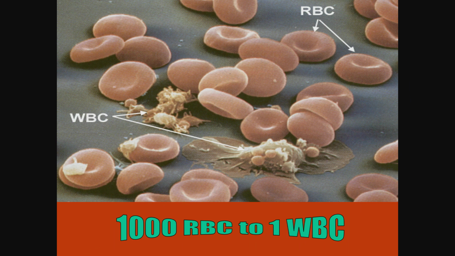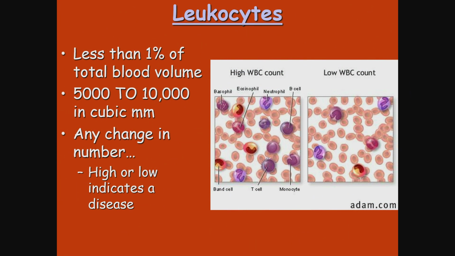First of all, you guys need to know that there's not that many compared to red blood cells. For every 1 white blood cell, we have 1,000 red blood cells. So that's quite a difference in number. White blood cells are called leukocytes. They're less than 1% of your total blood volume, and that makes sense because you have so many red blood cells. If you were to count them, there would be 5,000 to 10,000 in a cubic millimeter.